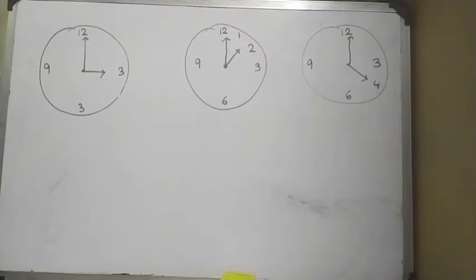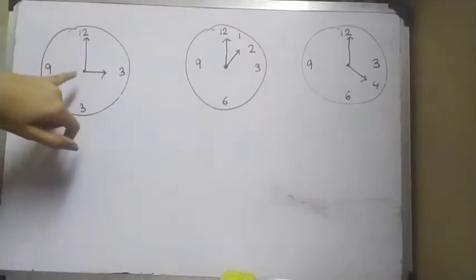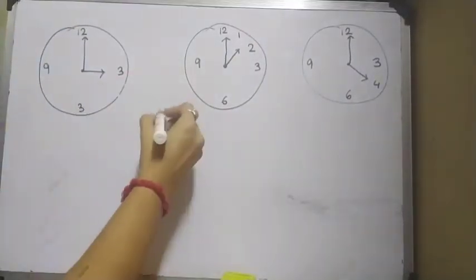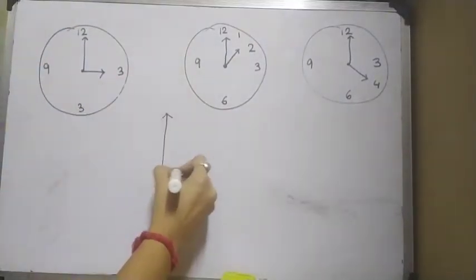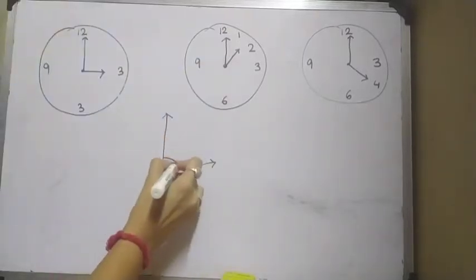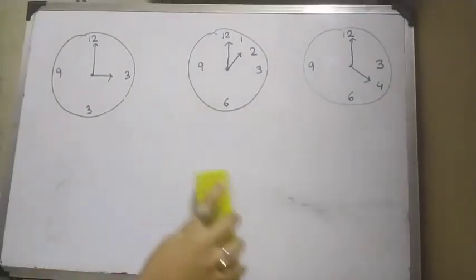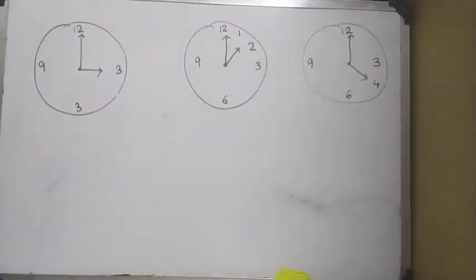So here I have drawn three clocks and I can see the position of the clock. Here it is 3 o'clock, 2 o'clock and 4 o'clock, and as you can see the two hands of the clock are making different angles. Angle means the gap between these two hands. It's known as the angle. So here we can see that the three clocks are making three different angles, means we are getting three different angles for these three cases.